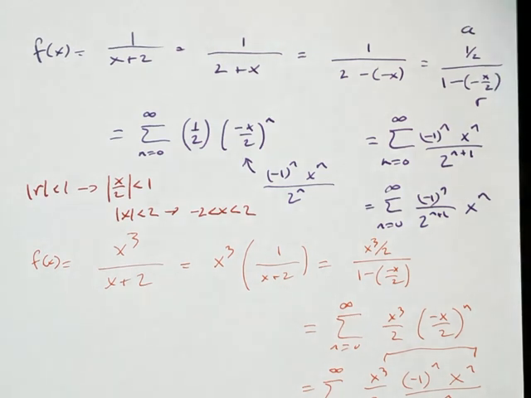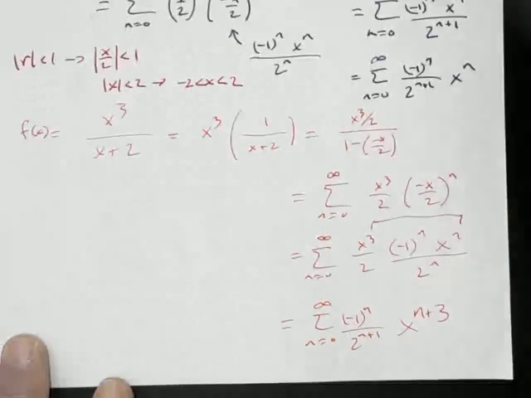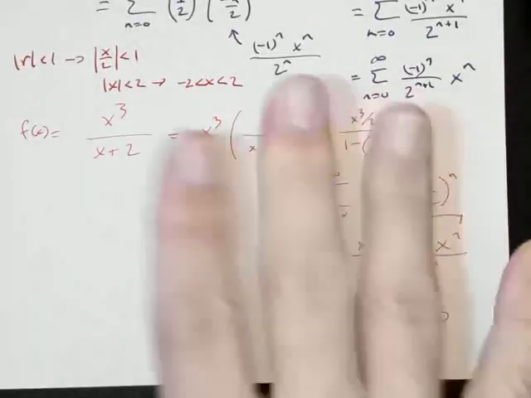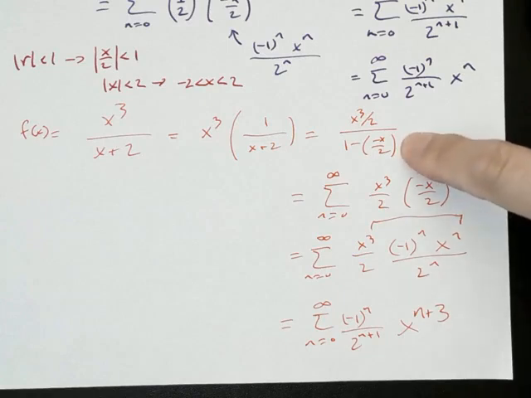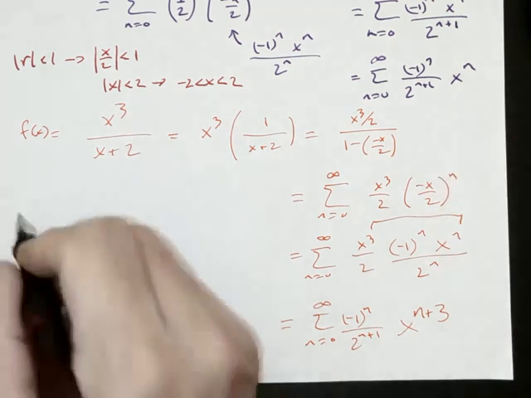Now I can ask the same question down here. What's the radius of convergence this time? Why? R is still exactly the same. This has exactly the same radius of convergence.